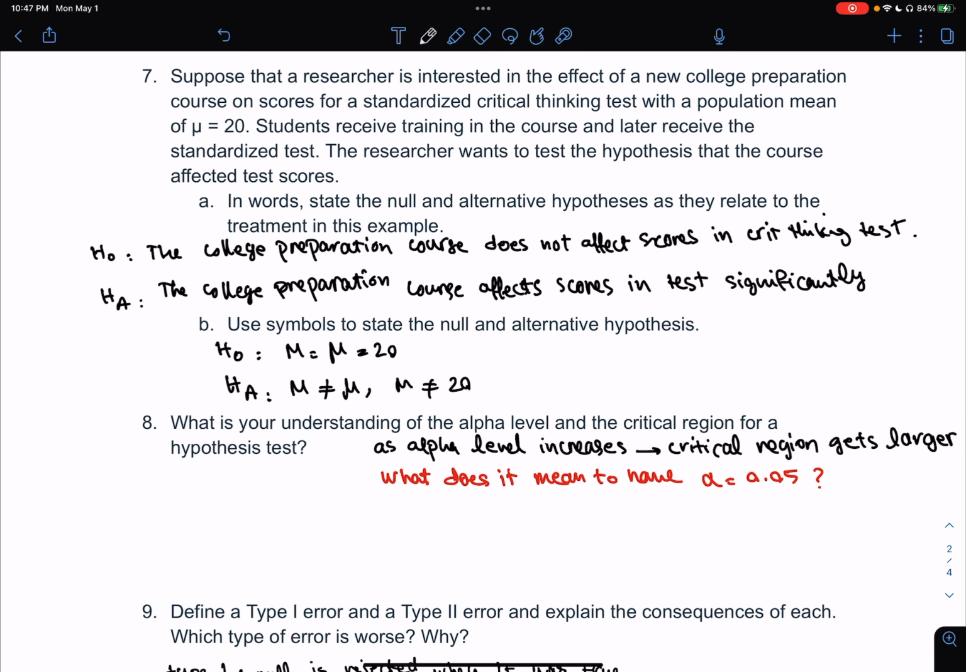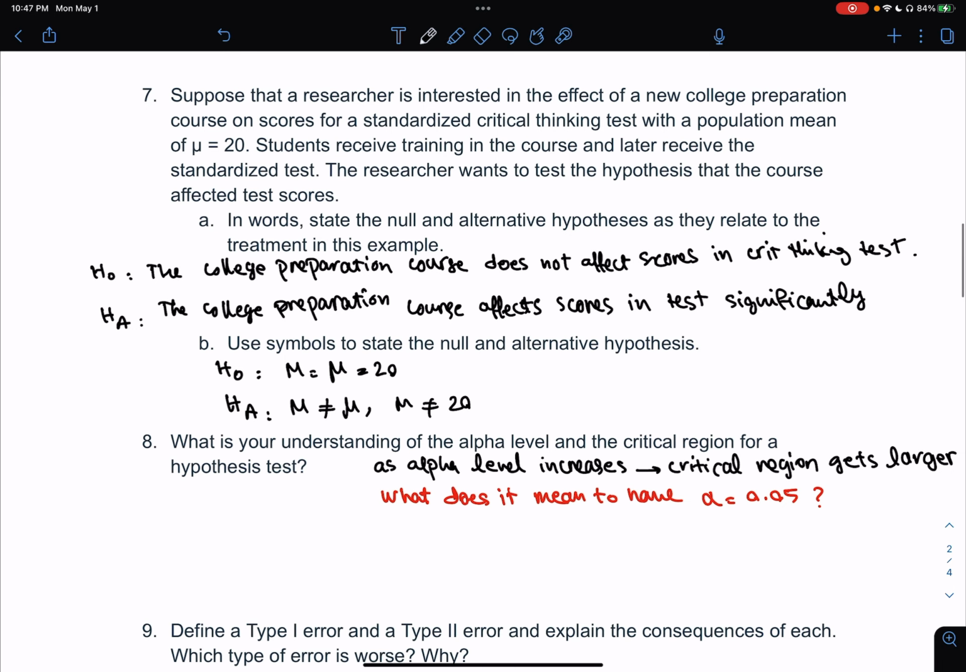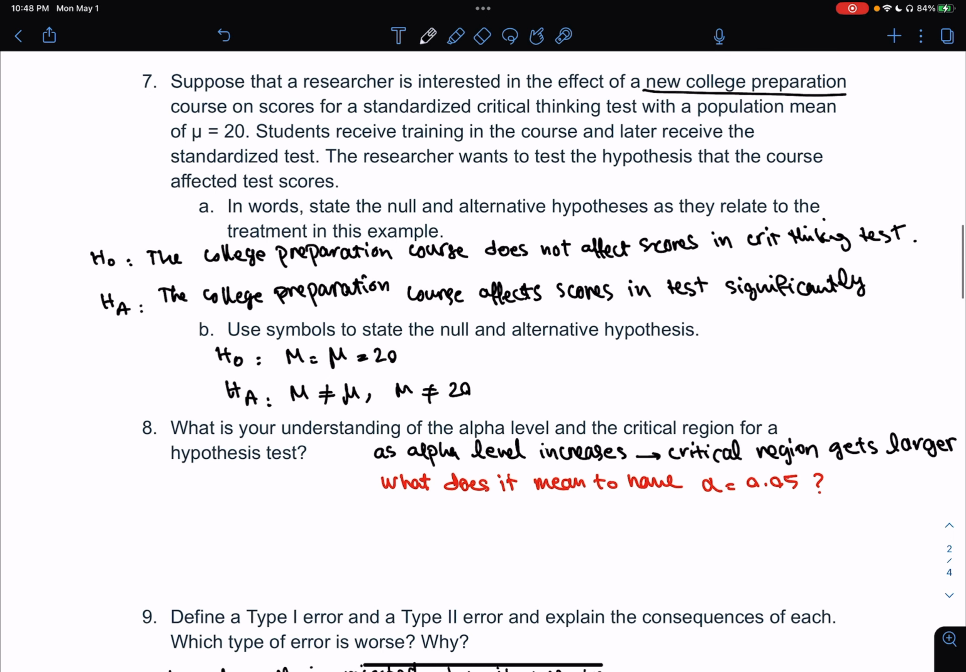So the null hypothesis is that the college preparation course does not affect the scores in critical thinking tests. You can word this differently as well. You can say that the people who did go through the preparation course did not get a different score than people who did not take the course. You can word it differently, but this is the easiest way to word it out.